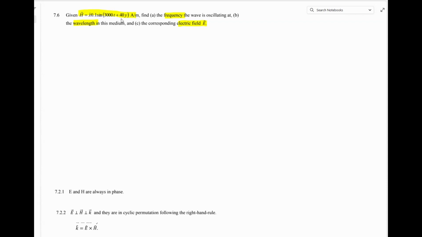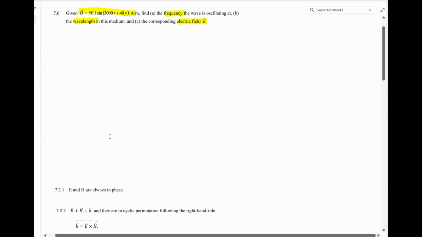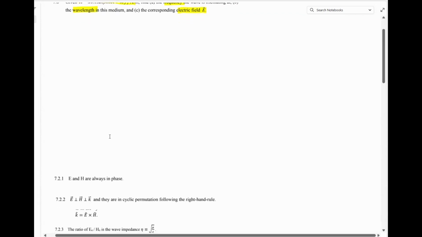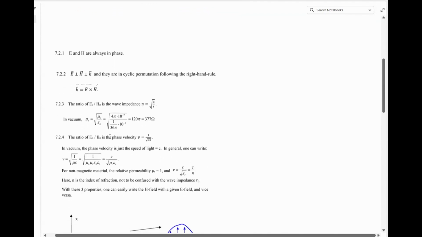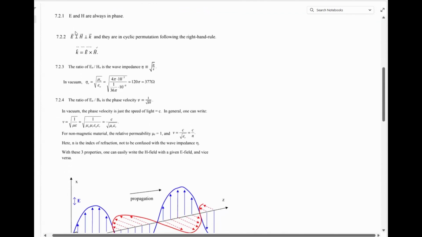So I went ahead and highlighted the important things we need to do. I highlighted the H field equation as well as the different things we need to find. Before going into this problem, I just want to review different properties that we will be using. So this is all taken from the textbook. The electric field and H field are always in phase, and they are all perpendicular to each other. And this is the E field, the H field, and K, which is our propagation, so the direction in which the signal is moving towards.